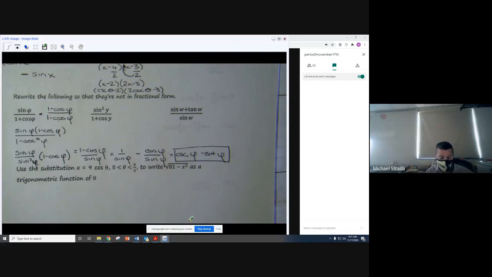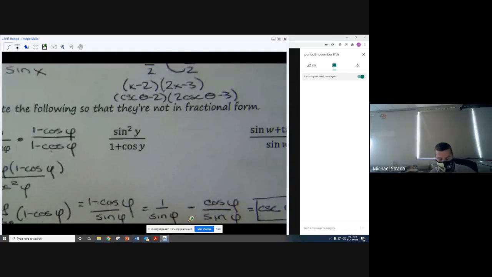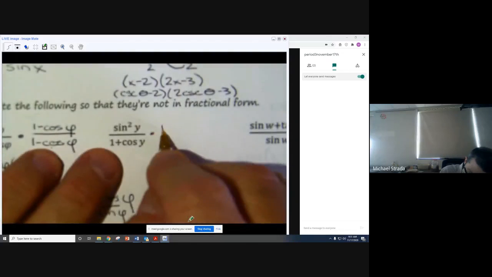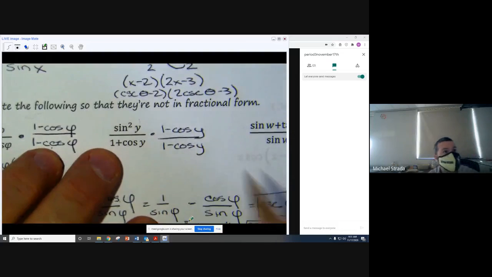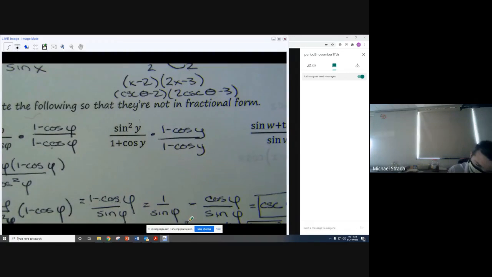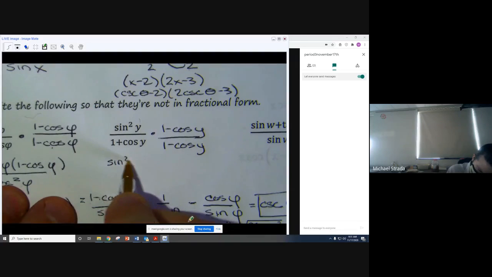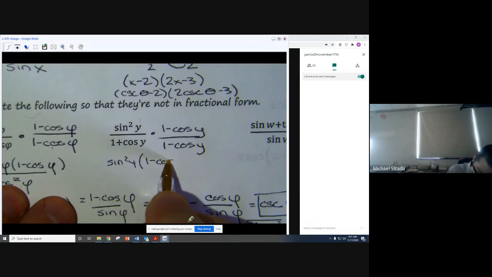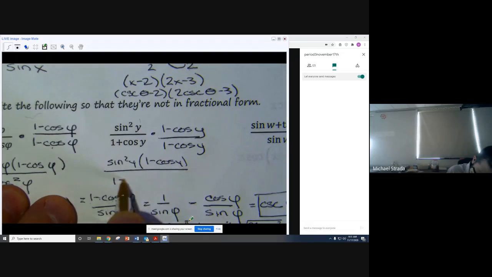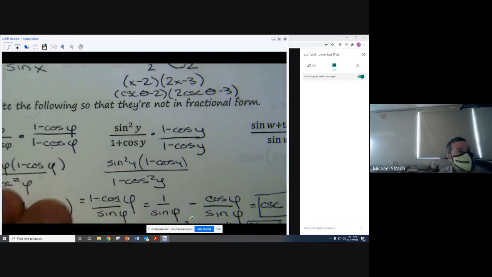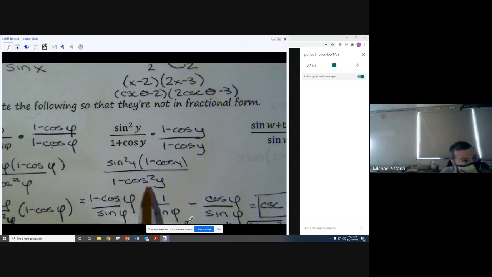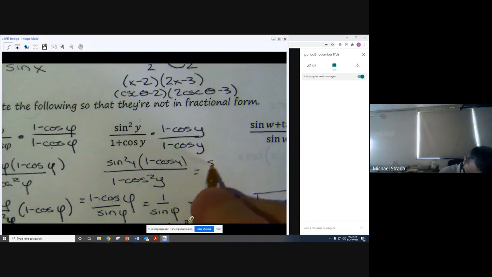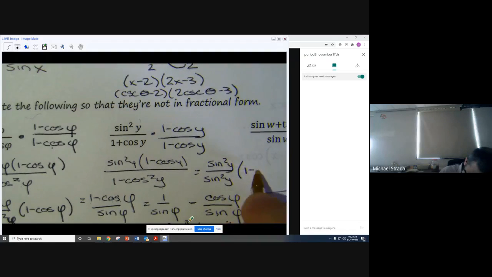All right. For the next one, what's the conjugate of 1 plus cosine? 1 minus cosine. So I multiply top and bottom by 1 minus cosine y. So this becomes sine squared y times 1 minus cosine y over 1 minus cosine squared y. 1 minus cosine squared y is equivalent to sine squared y. So this becomes sine squared y times 1 minus cosine y over sine squared y.